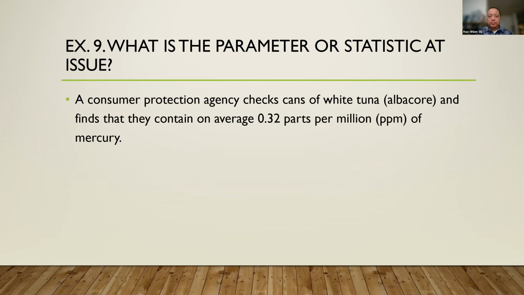Next example. A consumer protection agency checks cans of white tuna, albacore, and finds that they contain on average 0.32 parts per million, or ppm, of mercury.